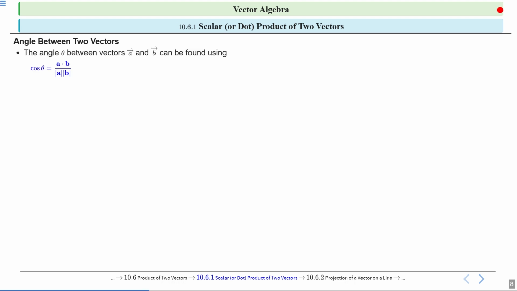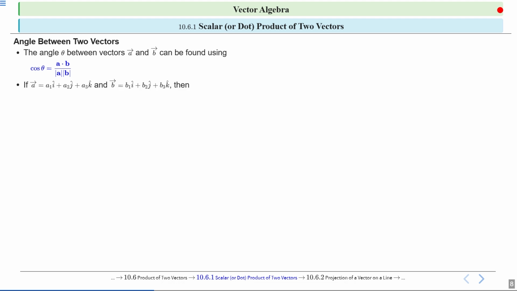So the angle theta between vectors A vector and B vector can be found using cos theta is equal to A vector dot B vector upon magnitude of A vector into magnitude of B vector, right? Here A vector dot B vector represents the dot product of the vectors, and magnitude of A and magnitude of B are basically magnitudes of vectors A and B, right?